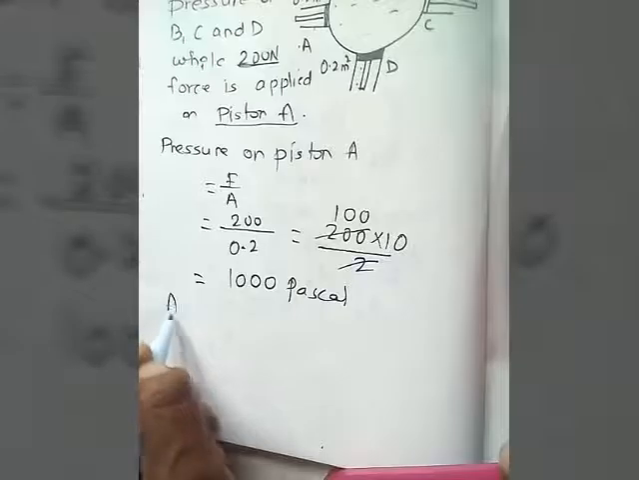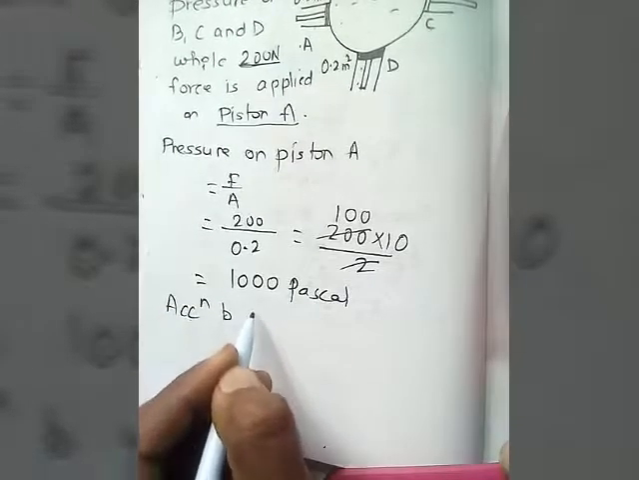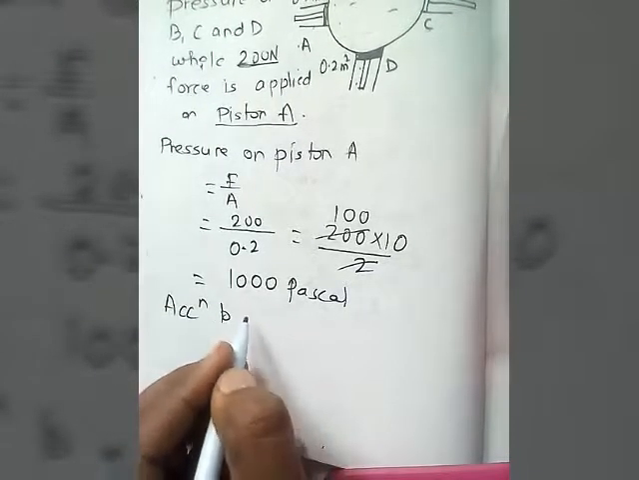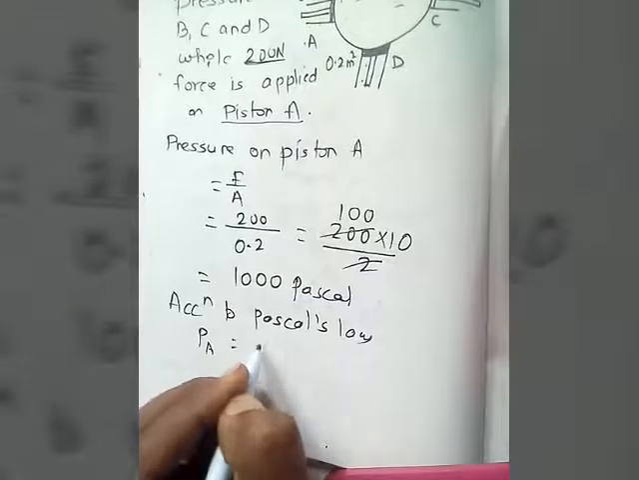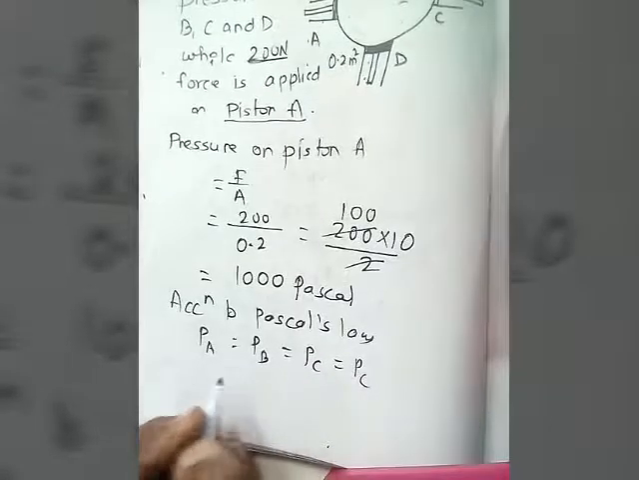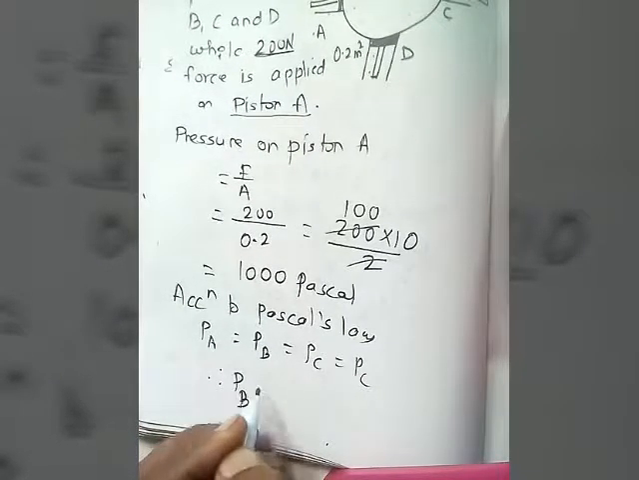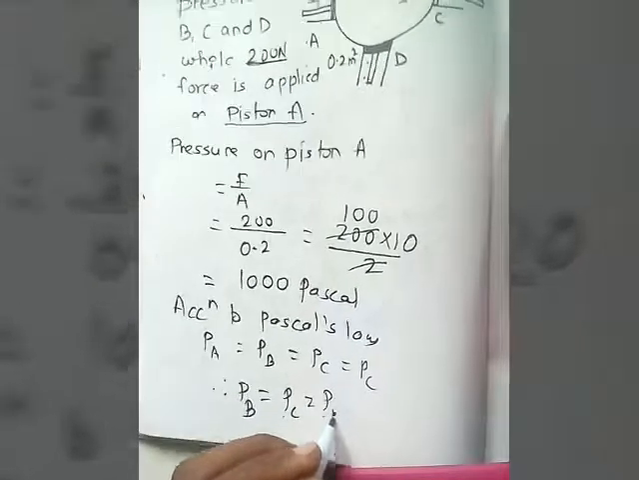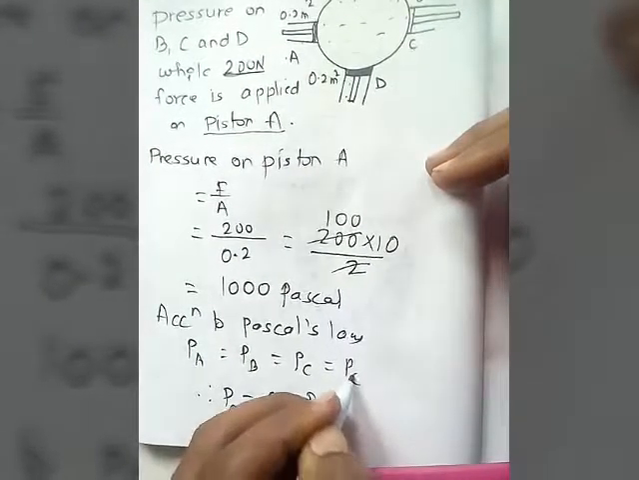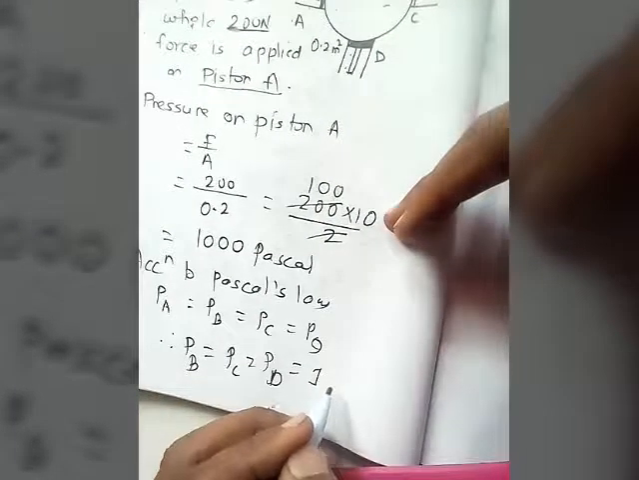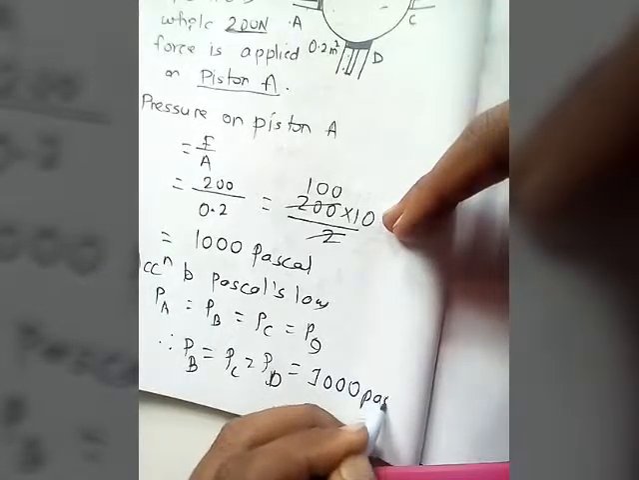Now according to Archimedes principle, sorry, not Archimedes, according to Pascal's law, pressure on piston A must be equal to pressure on piston B, must be equal to pressure on piston C and pressure on D. So therefore pressure on piston B is equals to on C is equals to on D, must be equal to 1000 Pascal.